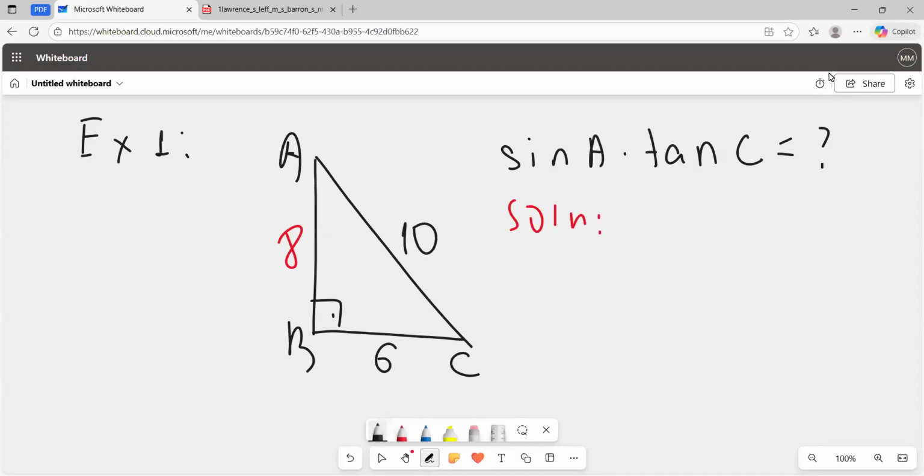solution. Sine of angle A is equal to the opposite side, which is 6, divided by 10, times tangent of C, the opposite side of the angle is 8, 8 divided by the adjacent side, which is 6. Then the answer is 0.8. This is the first type of exercises related with definitions.